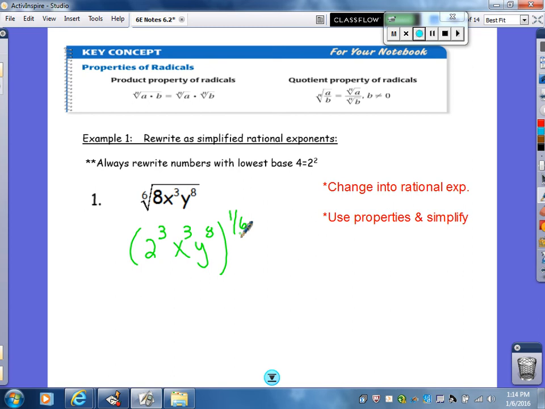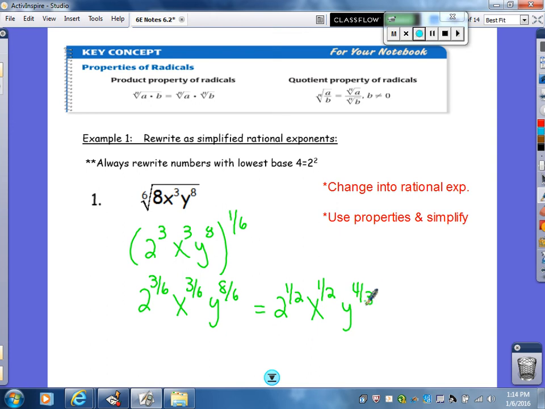So this is a power to a power, so I'm going to multiply my exponents. So this becomes 2 to the 3/6, x to the 3/6, and y to the 8/6. Now because they ask us to leave this answer in rational exponents, we're just going to simplify these fractions. So our final answer is 2 to the 1/2, x to the 1/2, and y to the 4/3.